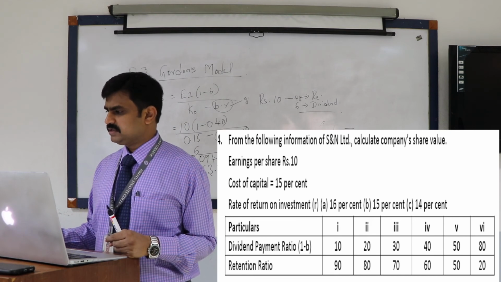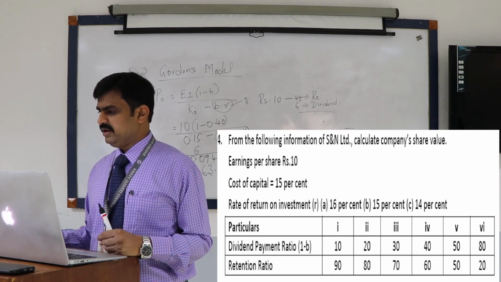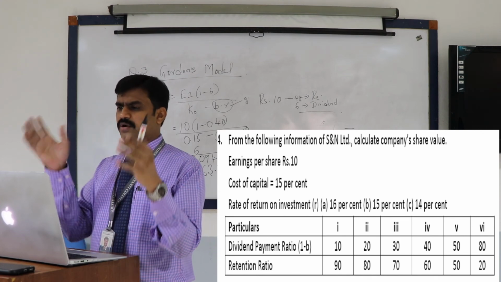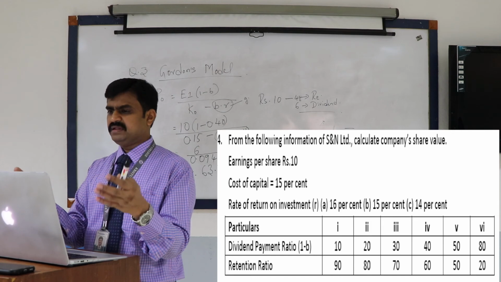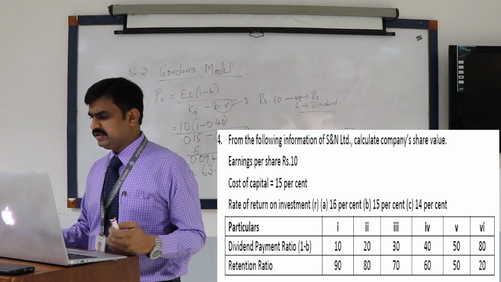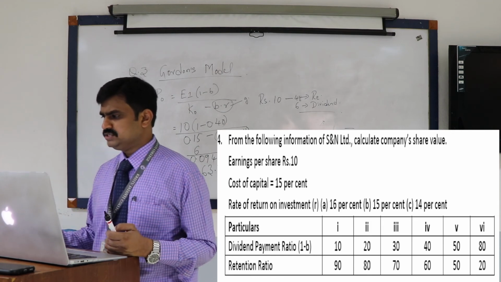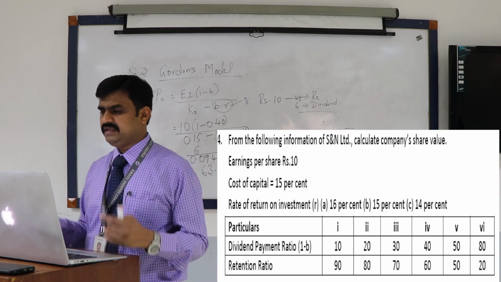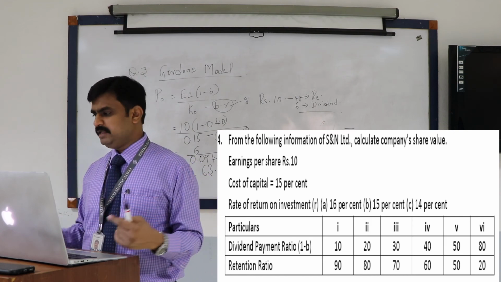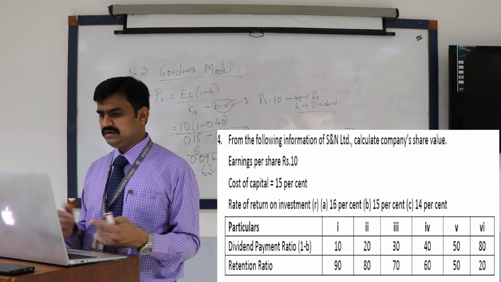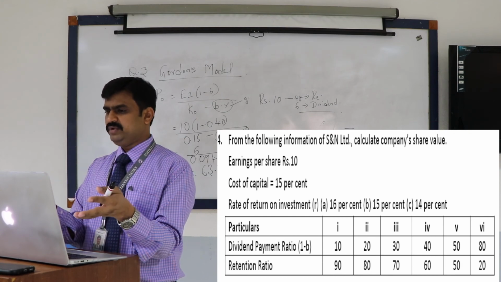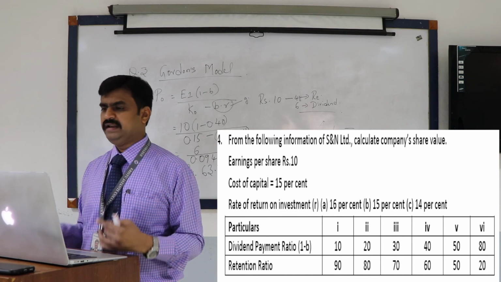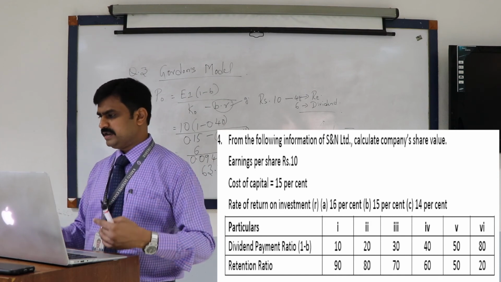In the first case he has given dividend payout ratio 10%. That means out of 100, 10% I'm giving as dividend, so the remaining 90% will be retained. That's what you can see there, 90% is retention ratio. Second, 20% I'm giving as dividend, and the remaining 80% will be my retention ratio. Third, 30% I'm giving as dividends, and the remaining 70% of the earnings I'm keeping as my retention ratio.